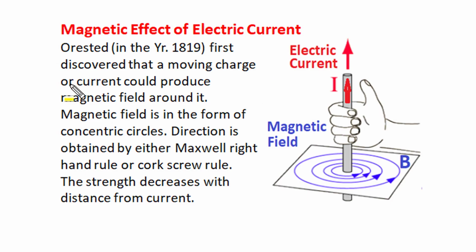But let us start with Oersted's discovery. In the year 1819, Oersted found that a current carrying conductor or a moving charge can produce a magnetic field around it, and for a straight conductor, this magnetic field is in the form of concentric circles, and the direction of this magnetic field is obtained by Maxwell. And Maxwell gave two rules.